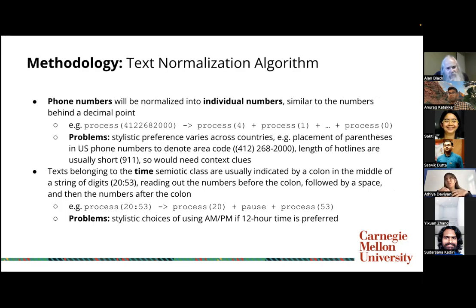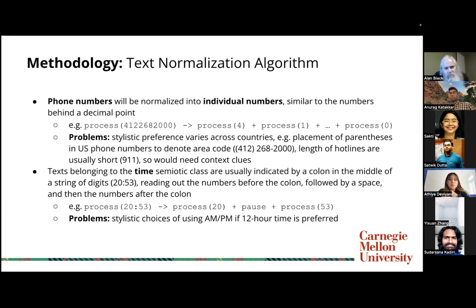In this slide, we can see that these two semiotic classes are way more ambiguous. For example, for phone numbers, different countries write their phone numbers differently. In the US, they would normally denote the area code inside of parentheses. However, we also have hotlines which are short, like 911. And some phone numbers are denoted as international numbers with the plus sign, country code, and then the phone number. So that's what makes this difficult.